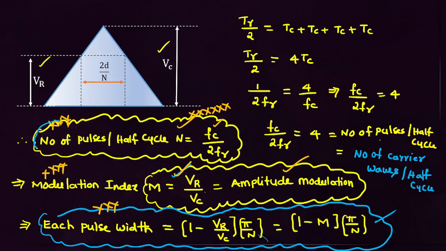In the multiple PWM technique, the number of pulses per half cycle equals Fc by 2Fr. This is a direct formula you have to remember. What is the modulation index? Modulation index equals Vr by Vc. Once you know the modulation index, how do you calculate each pulse width?